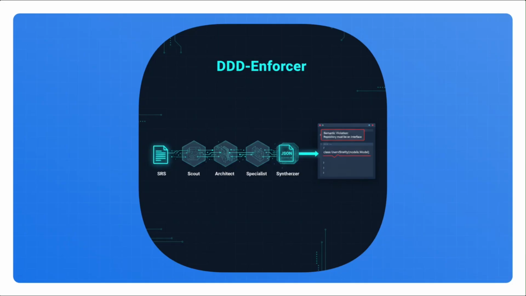DDD-Enforcer automates this discipline through a VS Code extension. It uses a 4-stage multi-agent pipeline, Scout, Architect, Specialist, Synthesizer, to extract domain models directly from requirements, eliminating manual setup. The tool provides real-time monitoring, instantly flagging semantic mismatches or boundary violations as you code.